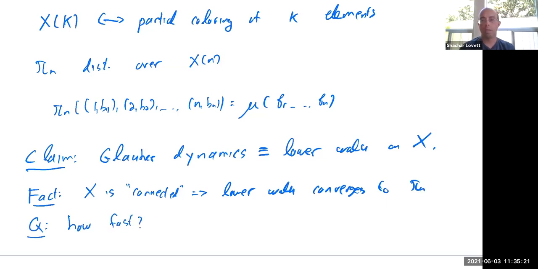And connected here is again meaning the same thing. You can move from any coloring to any other coloring by just making local changes one element at a time, such that they all have positive probability under mu. Okay, so this shows you that understanding the mixing time of Glauber dynamics is completely equivalent to analyzing the lower walk of the corresponding simplicial complex.